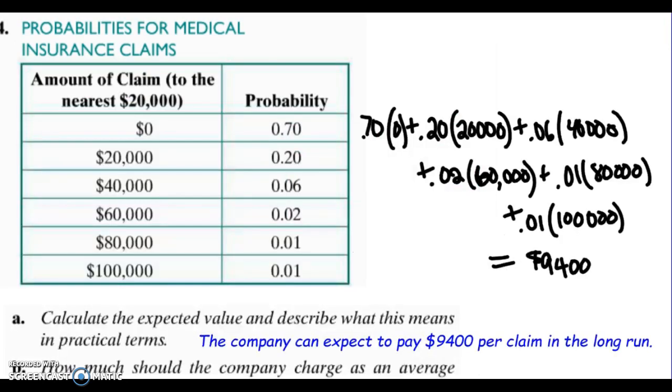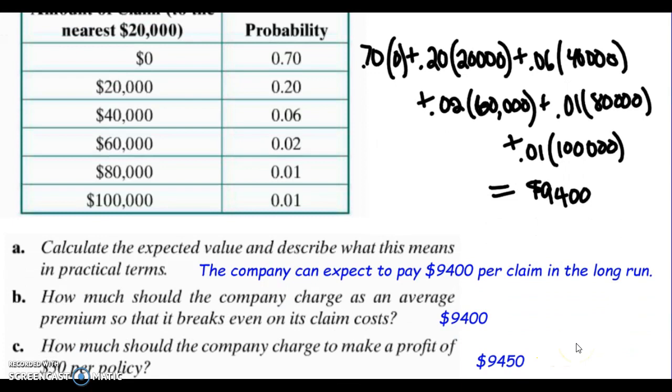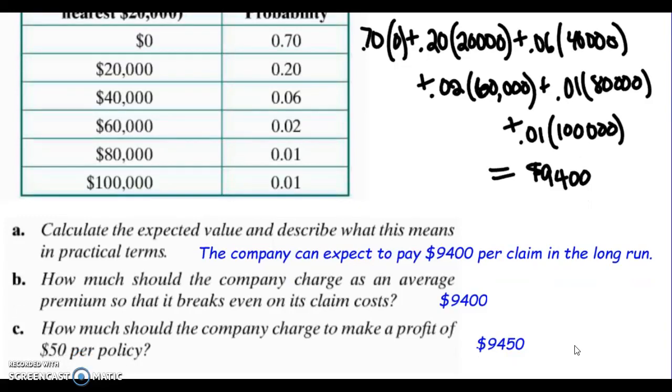All right, here's a more practical example. This is in insurance claims. If the claim is $0, probability is 0.70; $20,000, probability is 0.20, 20%, and so on. So what's the expected value for this? We're going to multiply each of the probabilities by their dollar amount, and when you add all of that up, you get $9,400. So the company can expect to pay $9,400 per claim in the long run. Okay, so if they want to break even, they'll charge their customers $9,400. If they want to make a profit, they should add 50 to that and charge $9,450.